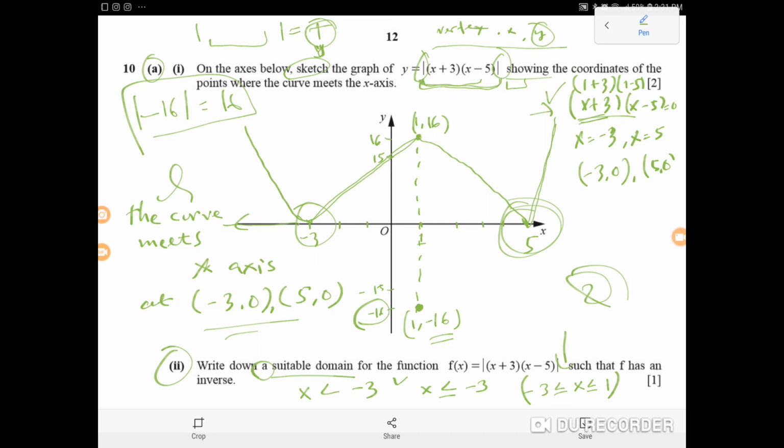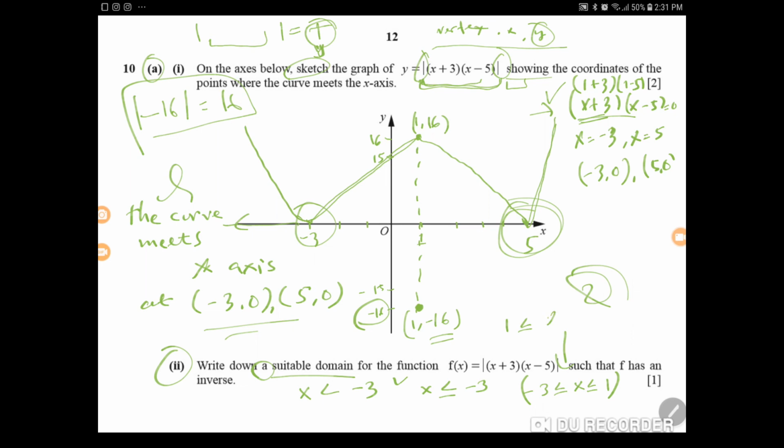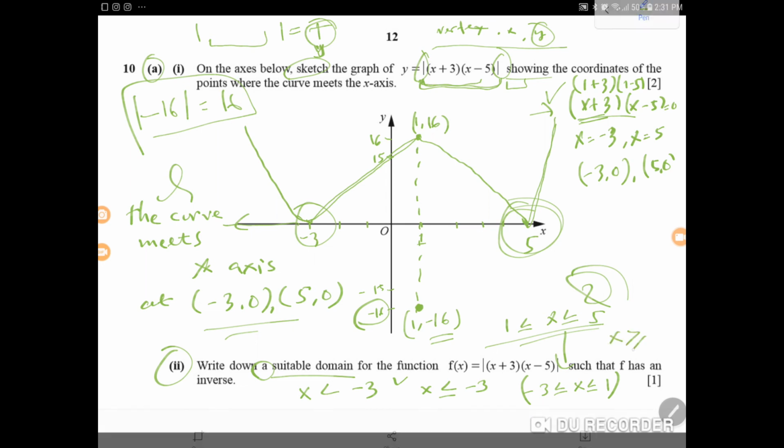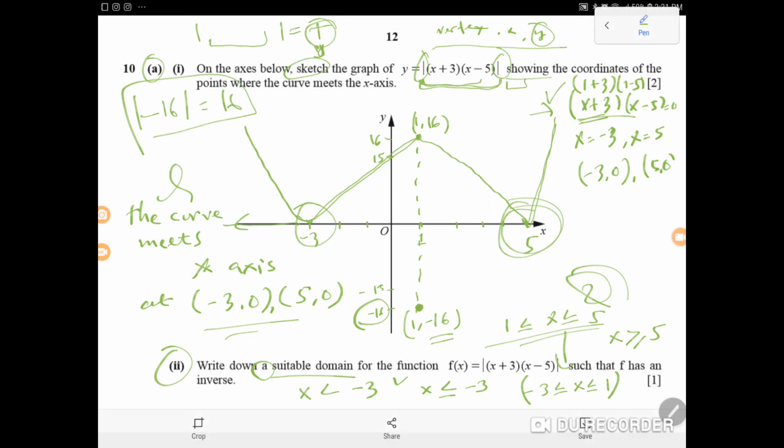Or you can also write the domain as x bigger than or equal to 1 and less than or equal to 5. This one also is correct. Even without the equal to, it's also correct. Or you can say x bigger than or equal to 5, or x bigger than 5, also correct. So any of these domains is correct. You can answer one of these. It doesn't really matter, you will get the correct answer.